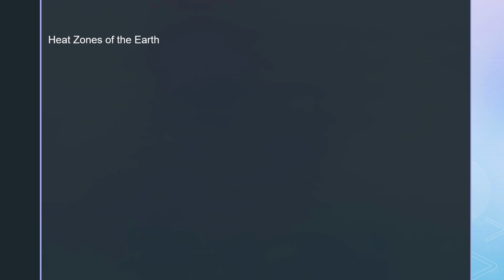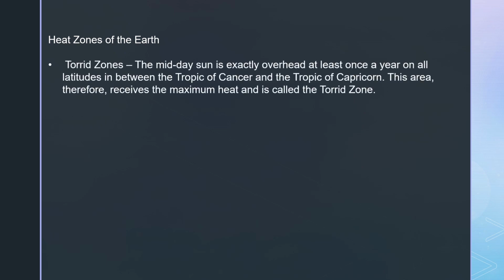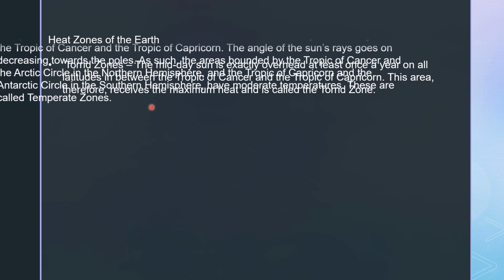Heat zones of the Earth. There are three main ones, but first we will learn about the torrid zone. The midday sun is exactly overhead at least once a year on all latitudes between the Tropic of Cancer and the Tropic of Capricorn. This area therefore receives the maximum heat and is called the torrid zone.